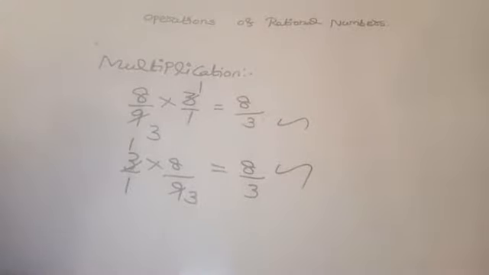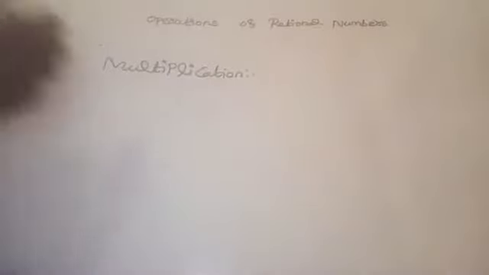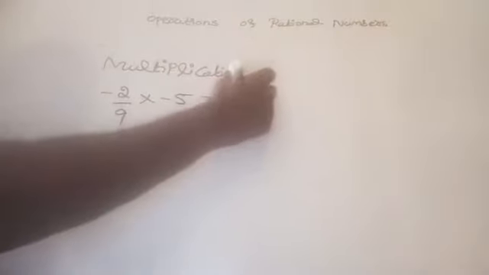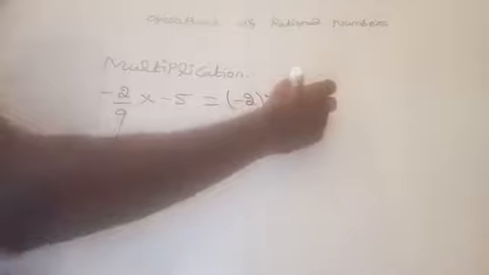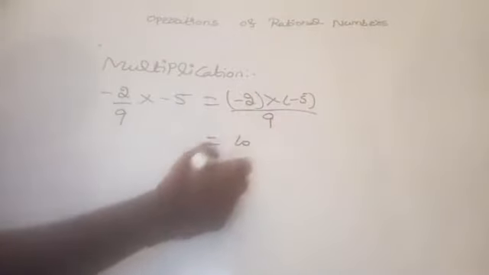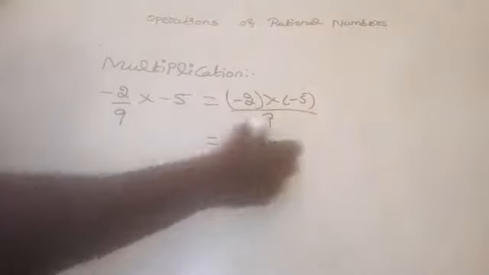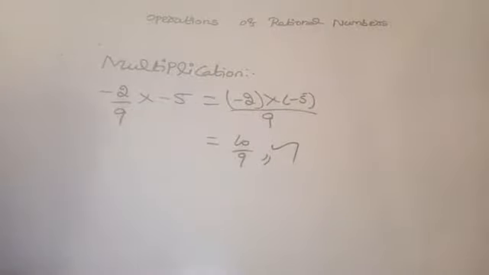Are you getting it here? Yes. Now I will give one more example in multiplication. Minus 2 by 9 into minus 5. That means minus 2 into minus 5 by 9. Minus into minus is plus, 5 twos are 10, 10 by 9. So 10 by 9 is also a rational number.